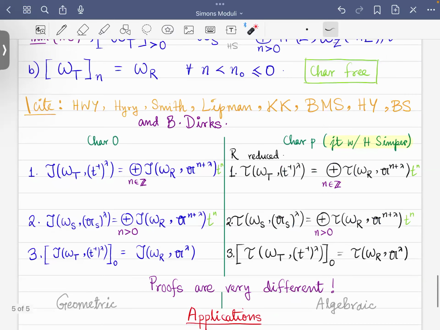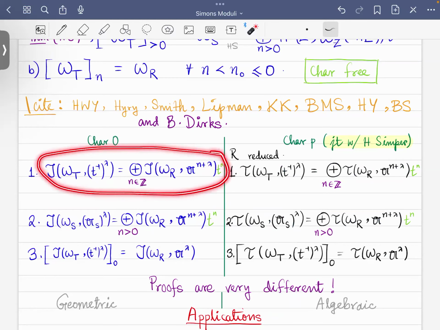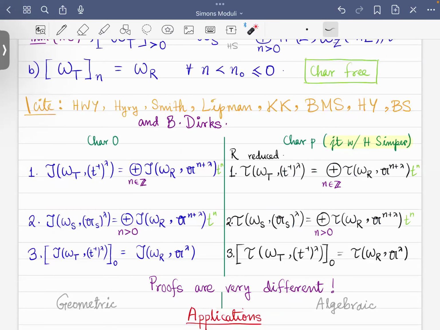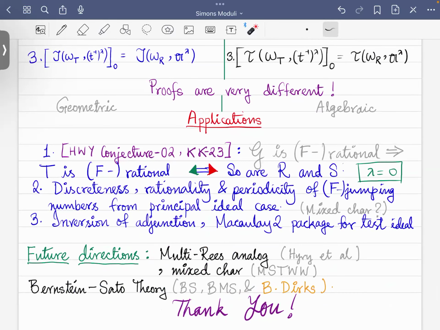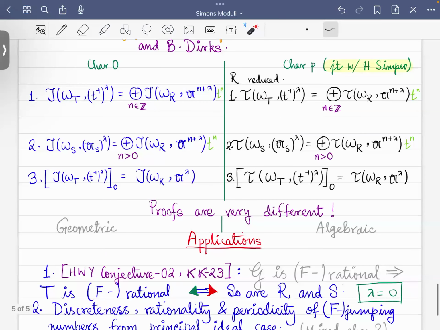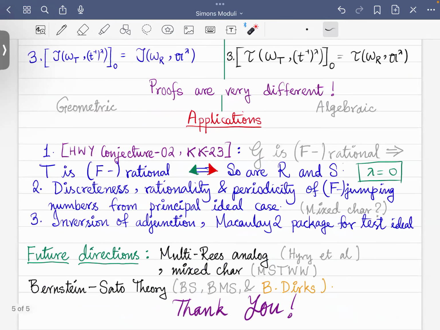This decomposition for multiplier ideals, when R was smooth, was proved by Budur, Mustață, and Saito using V-filtrations. And this morning, Brad Dirks told me that he knows how to prove this in the singular case as well. He sent me the paper. I did not read that paper carefully, but I think he developed a theory of Bernstein-Sato polynomials also using this.